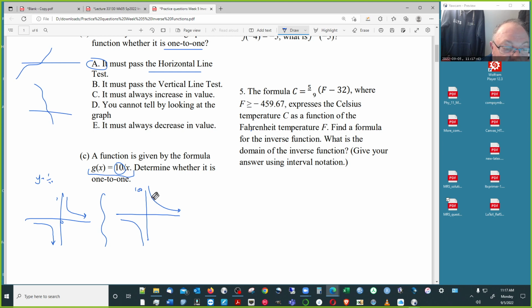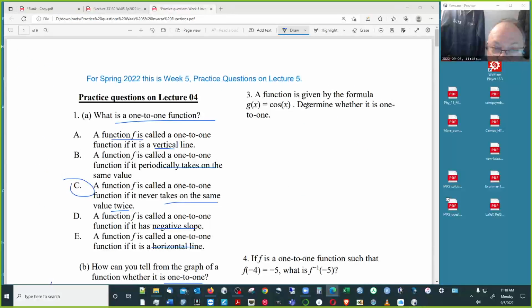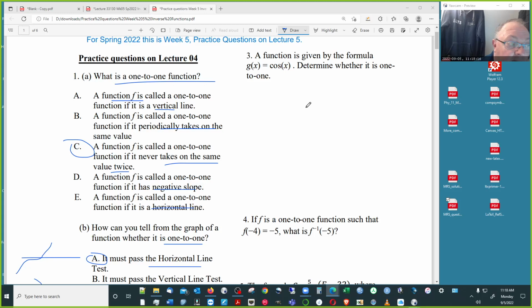So does it pass the vertical line test? Okay. So it is a function. Well, we've been told it's a function, so that was a redundant question. Does it pass the vertical line test? Yes. So by doing the vertical line test, you've established that it's a function. So that's good. Alright, just interrupt me if there's a question, alright?